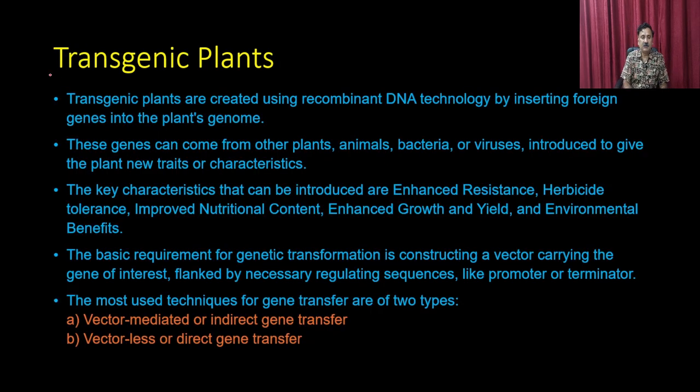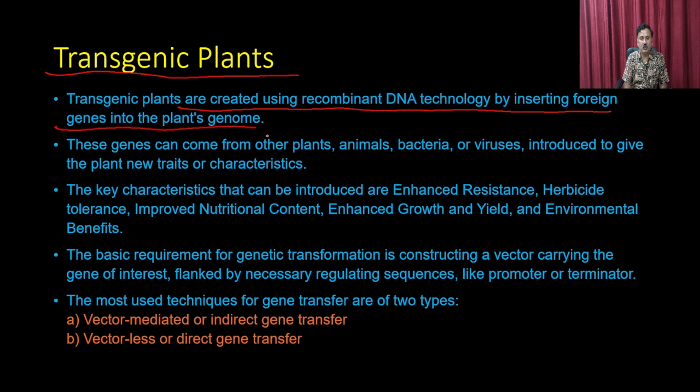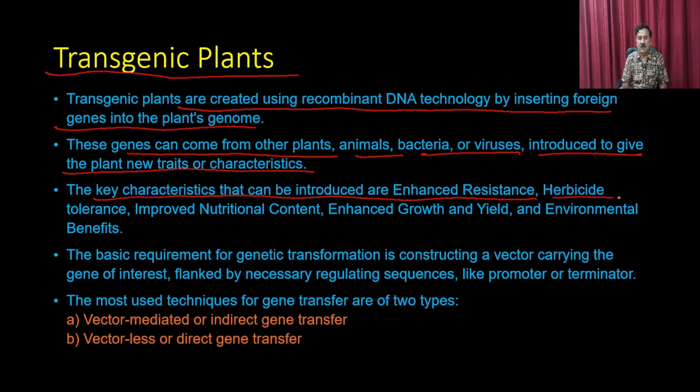So, the first is the transgenic plants. Transgenic plants are created using recombinant DNA by inserting the foreign gene into the plant genome. These genes can come from other plants, animals, bacteria or viruses, introduced to give the plant new traits or characteristics. The key characteristics that can be introduced are enhanced resistance, herbicide tolerance, improved nutritional content, enhanced growth, yield and environmental benefits.